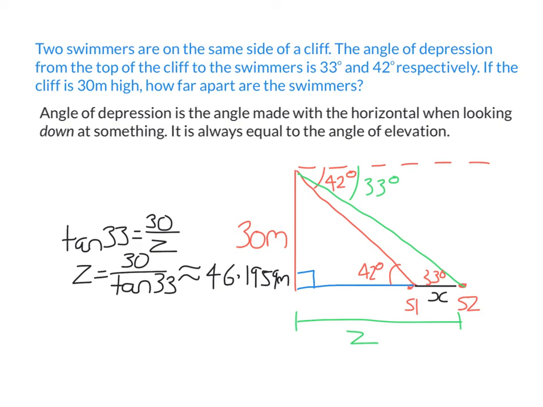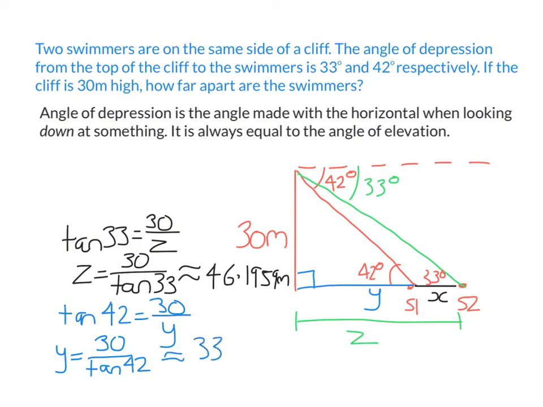So now I'm going to find this blue distance here. I'm going to call that y. So y is in the smaller right-angled triangle. y is again the adjacent, and we have the opposite. So this time it's tan 42. Tan equals opposite over adjacent. So y, again, we divide because it's on the bottom of the fraction, the thing we want to find. I just put 30 divided by tan 42 on my calculator. The answer I get here is about 33.3184.